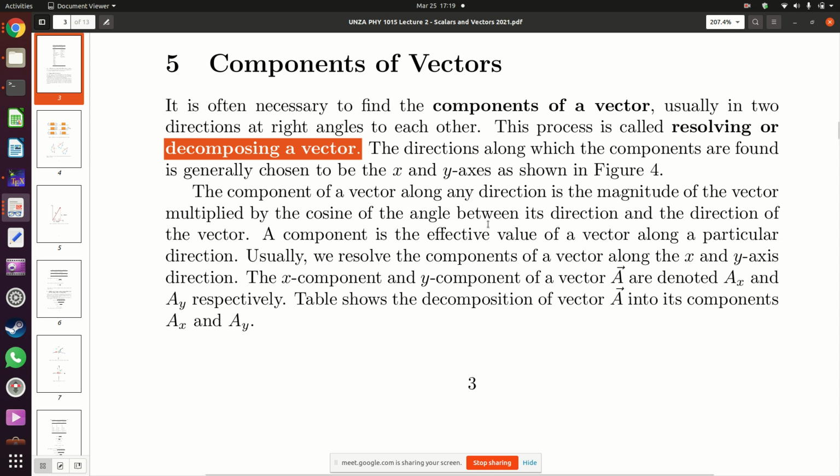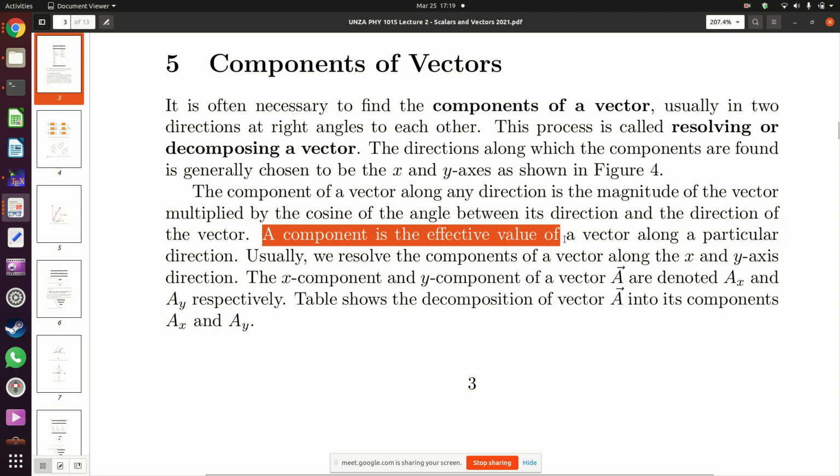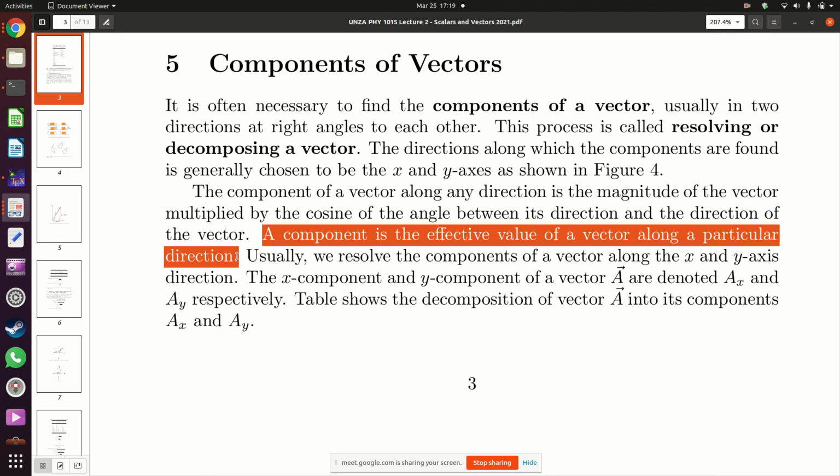So a component here, like I've said, is the effective value of a vector along a particular direction. The value of a vector along the x-axis is called the x component. The value of a vector along the y-axis is called the y component.